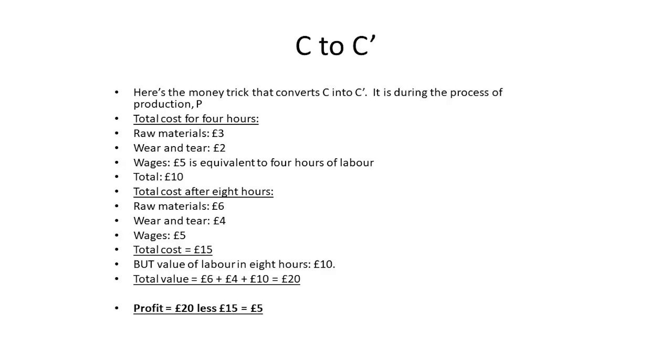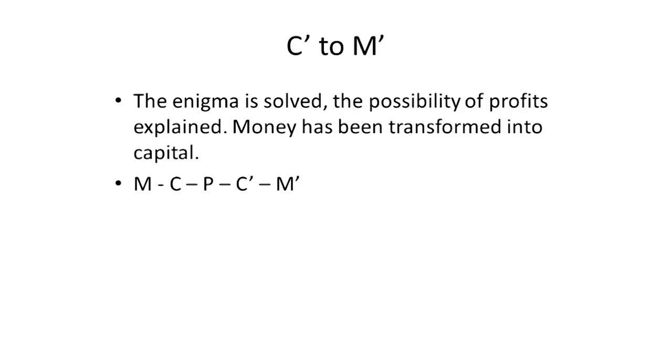So I now have a commodity plus, which is worth £20: £6 plus £4 plus the £10 of value that you guys have created for £5. And so lo and behold, here is the profit, the money trick. It's a money trick because I've paid you £5, and that's a fair exchange, but you have given me more labour in over hours, and therefore more value, which I can actually sell on the market for more, £20, and get a £5 profit. Thus the enigma is solved, the possibility of profits explained, money has been transformed into capital: M creates commodities, the production process, exploitation of labour.